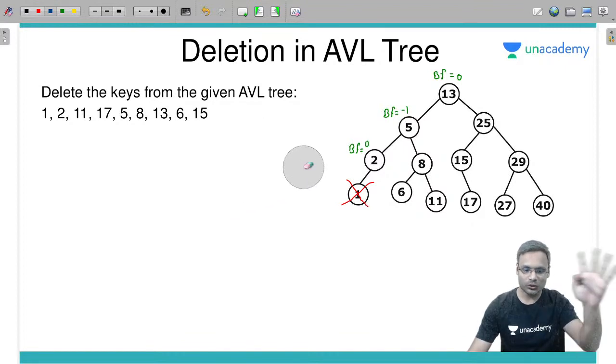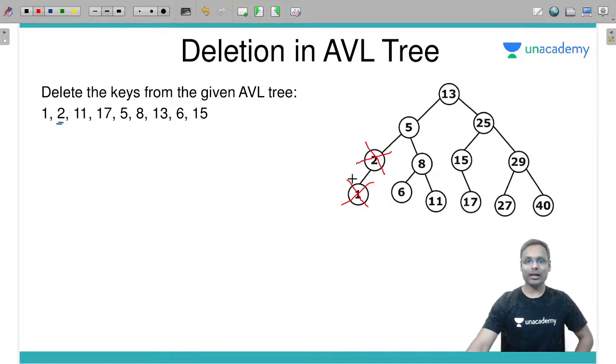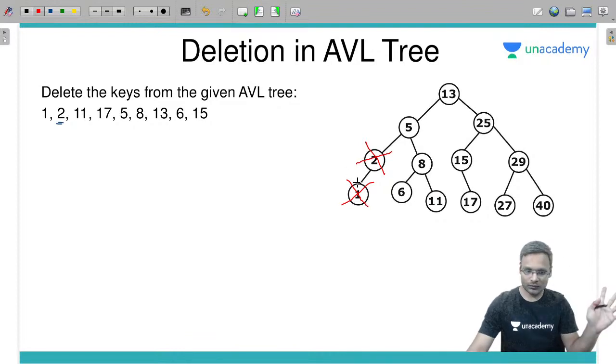If you understood this, then let me clear this. Let me go back, and in the same tree, next key also I am deleting 2. Let's delete 2 then. When I am deleting 1 and 2 both, what happens in this case? 5's left subtree is nothing, null. Check out the balance factor at 5.